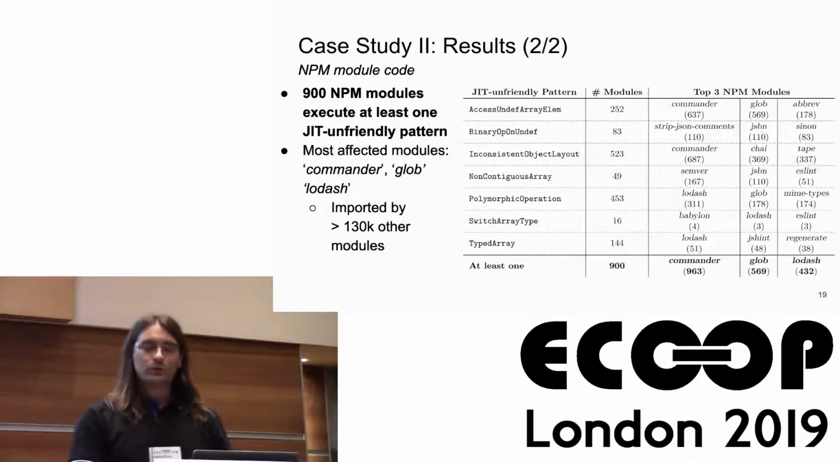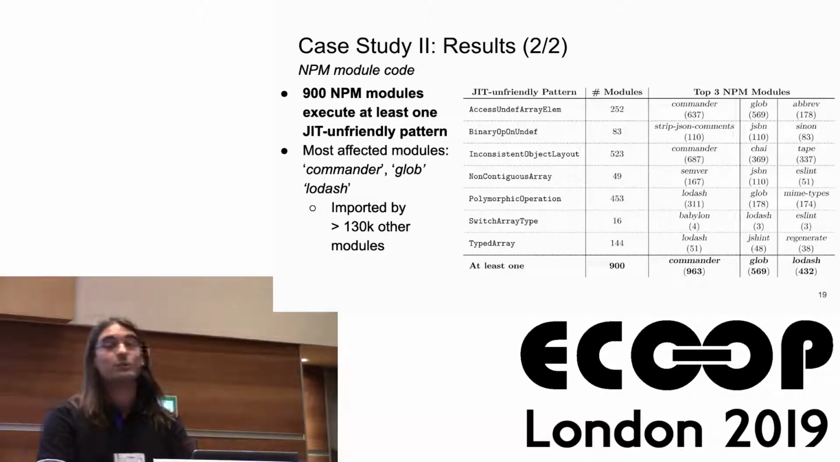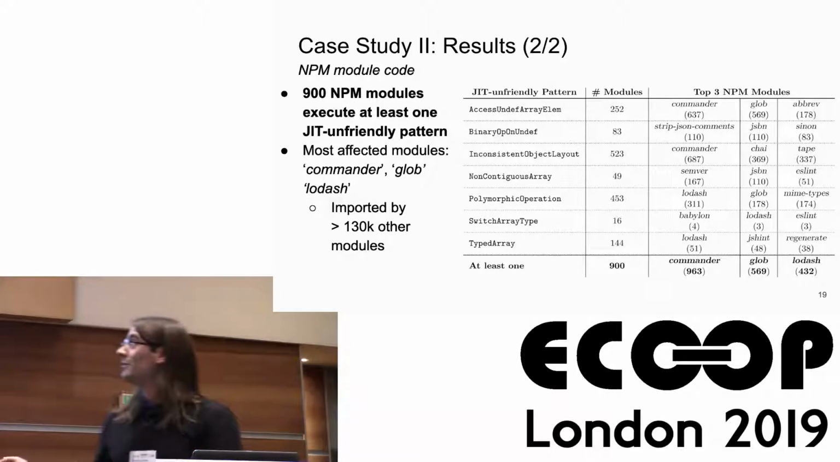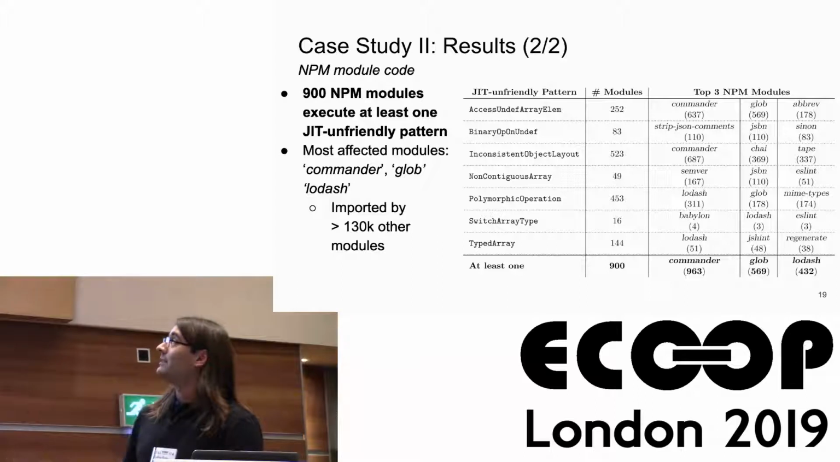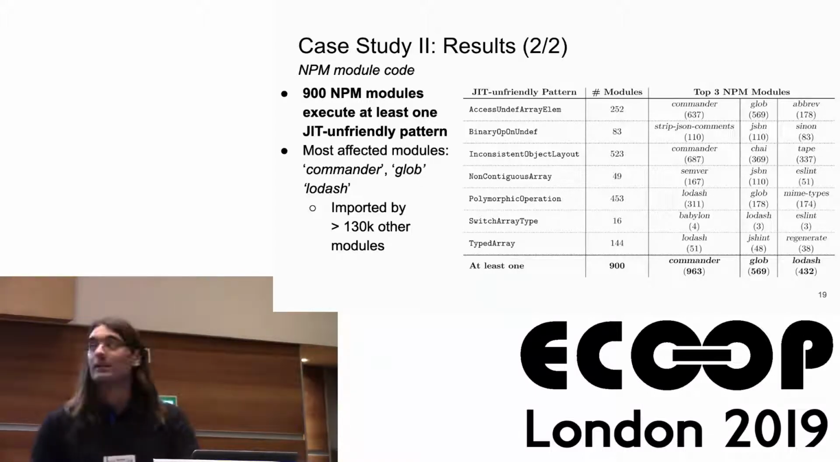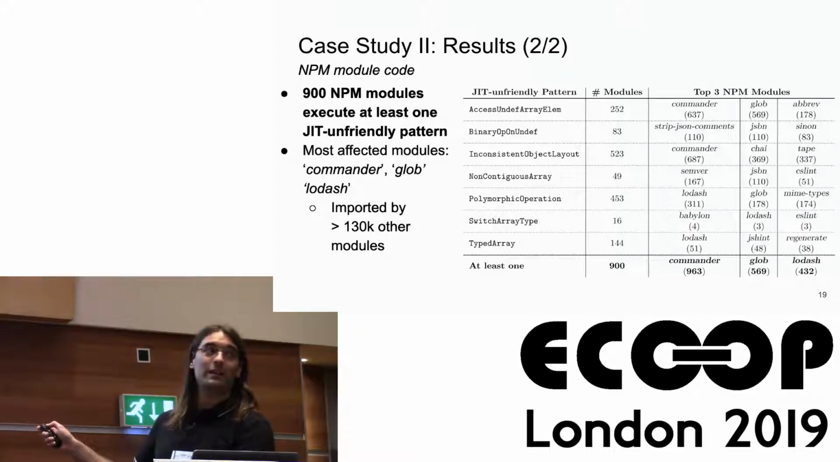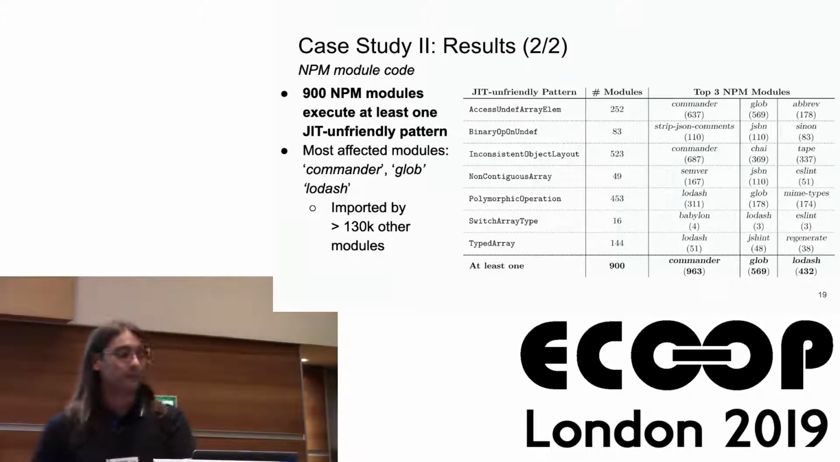Regarding NPM modules, we found that 900 dependent modules execute at least one JIT-unfriendly code pattern. In fact, you can see, again, here a summary of the JIT-unfriendly patterns that we are able to find. And unfortunately, many projects execute at least one of them. In the table, you can also see the number of modules where we found the pattern, and also the most popular free NPM modules where we were able to identify one of these patterns.